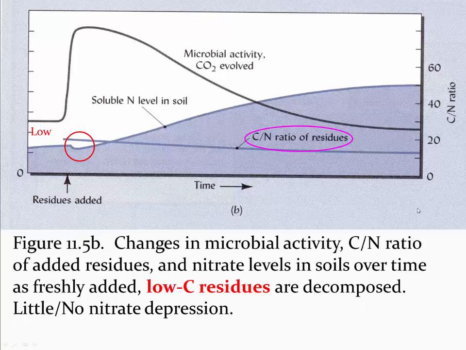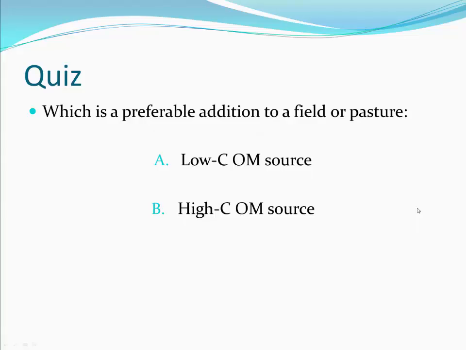Well, let's take a quiz. Which is a preferable addition to a field or pasture? Low carbon organic matter or high carbon organic matter? Well, the best answer is A. With the low carbon source, we have an immediate availability to microbes, and we also do not have a drawdown in the soil nitrogen or nitrate levels.